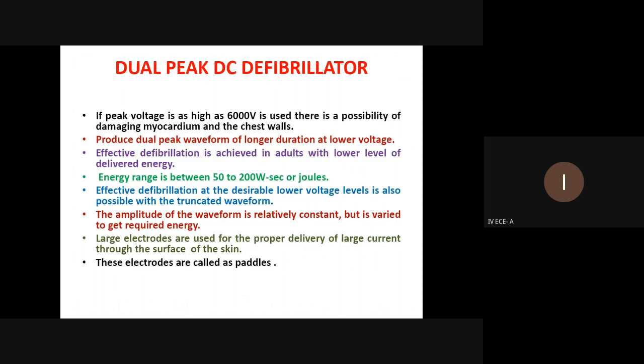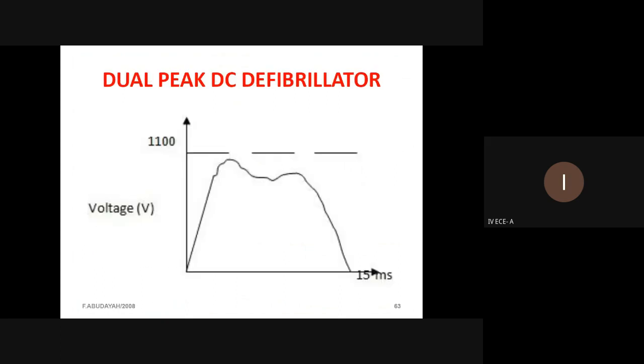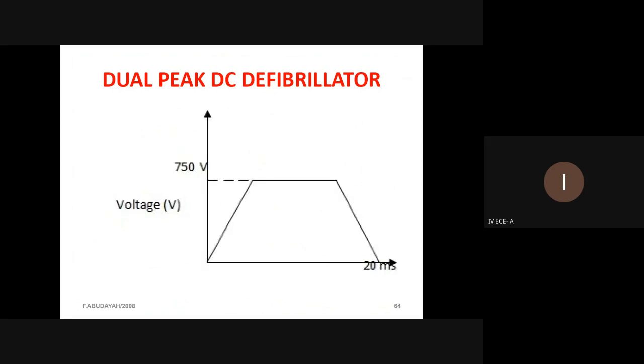Large electrodes are used for proper delivery of large current through the surface of the skin. These electrodes are called paddles. Okay, so this is a dual peak DC defibrillator.